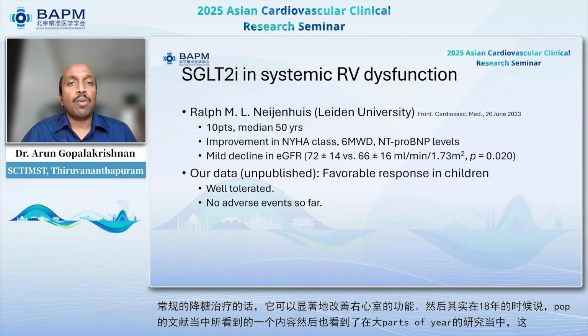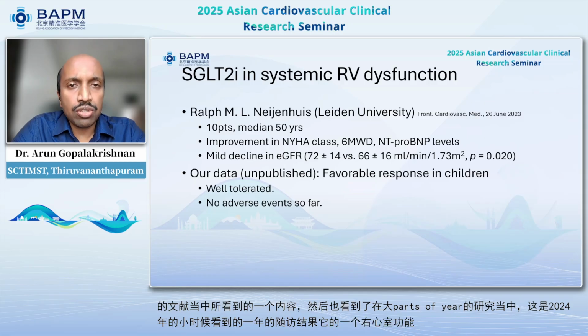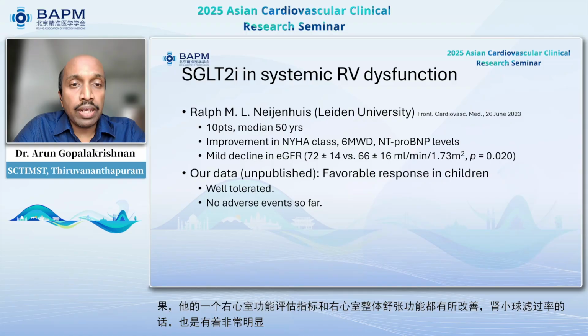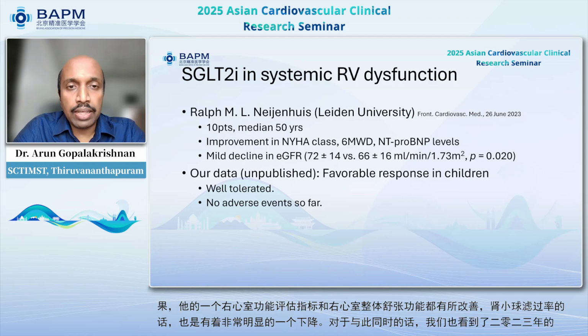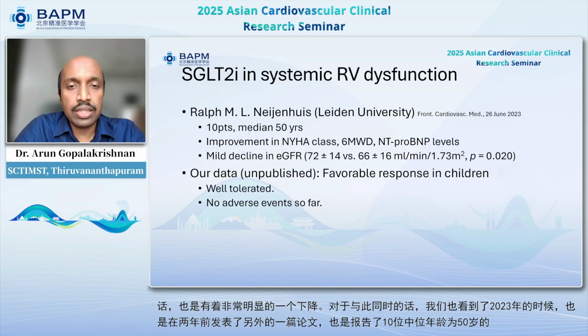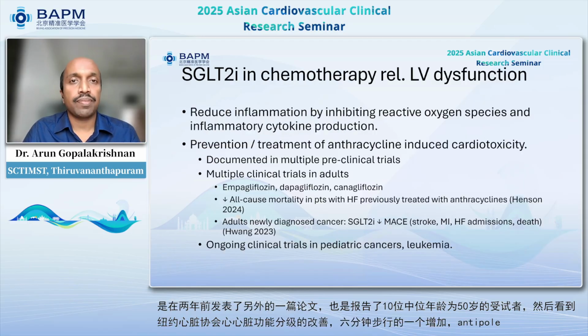What about the data on systemic RV function? There is a paper by Nathan Horst from Leiden University, just published 2 years back. They reported 10 patients at a median of 50 years and documented improvement in NYHA class, 6-minute walk distance, and NT-proBNP levels over follow-up. At the same time, there was a mild decline in eGFR. Our unpublished data on children, the Nathan Horst paper was in adults. Our data so far shows favorable response in children, and I cannot disclose more at this point.